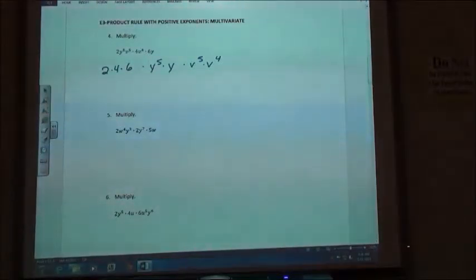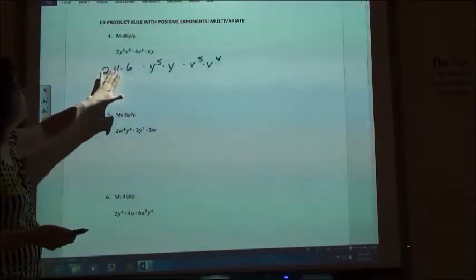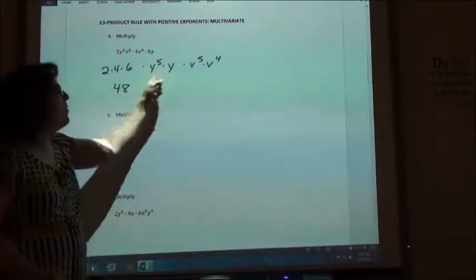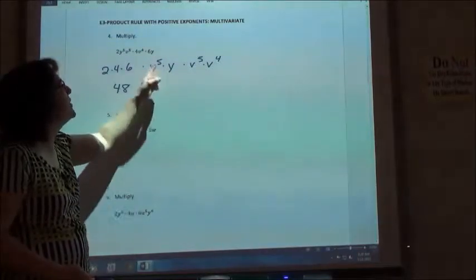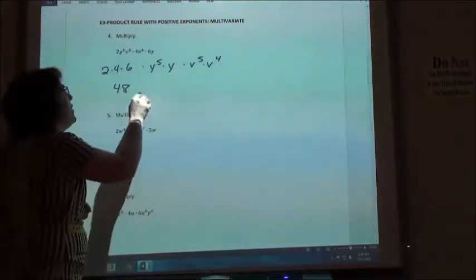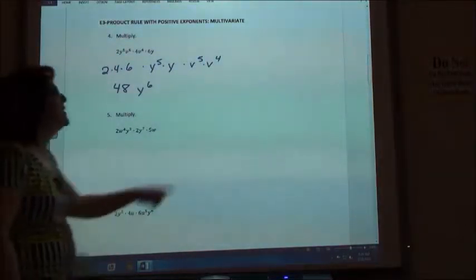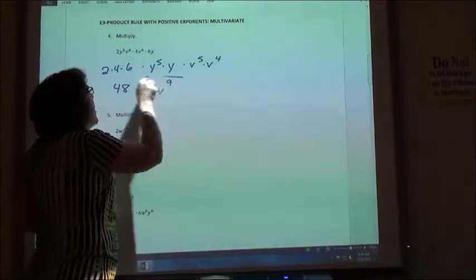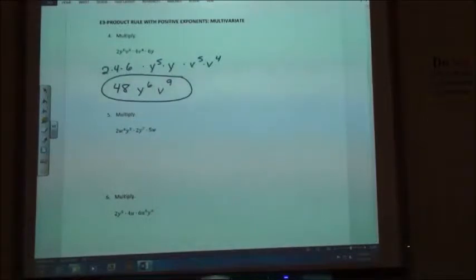So we have that commutative property that says we can change the order, and now we're going to multiply these together. 2 times 4 is 8, 8 times 6 would be 48. Here I follow my rules. When I'm multiplying with the same base, I add my exponents. Y to the 5th times y to the 6th is y to the 11th. V to the 5th times v to the 4th, I add, I get v to the 9th. So 48 y to the 11th, v to the 9th would be my answer.